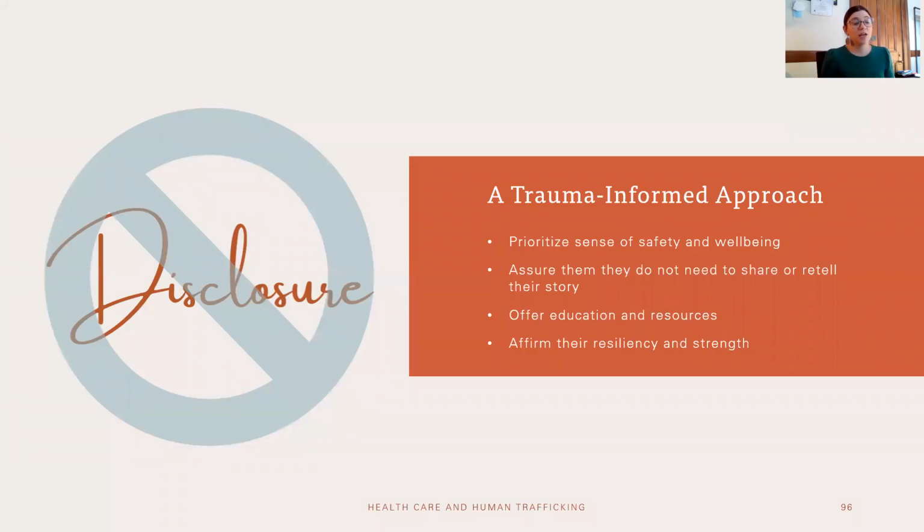And using a trauma-informed approach. Again, disclosure is not the goal. Prioritizing their sense of safety and well-being is. Assuring them that they don't need to share or retell their story is. So Josie's question earlier about what do you do if somebody does not want to share or retell their story to somebody else, but you are not the person that can provide them the most comprehensive care.